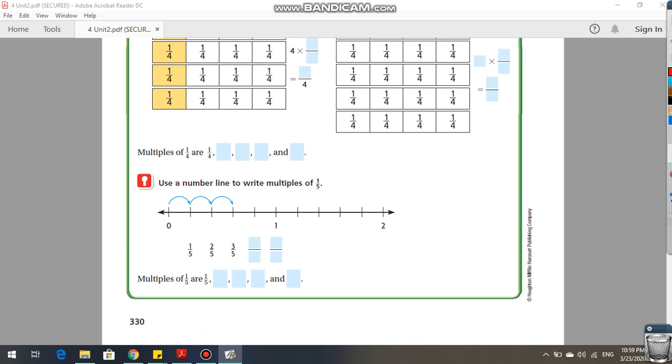Now guys, here he wants me to use a number line to write multiples of 1 over 5. It's easy actually without a number line. Look, I have 1 over 5, 2 over 5, 3 over 5, 4 over 5 and 5 over 5. Guys, have you noticed something? 1 over 5, 2, 3, 4, and 5. It's easy.